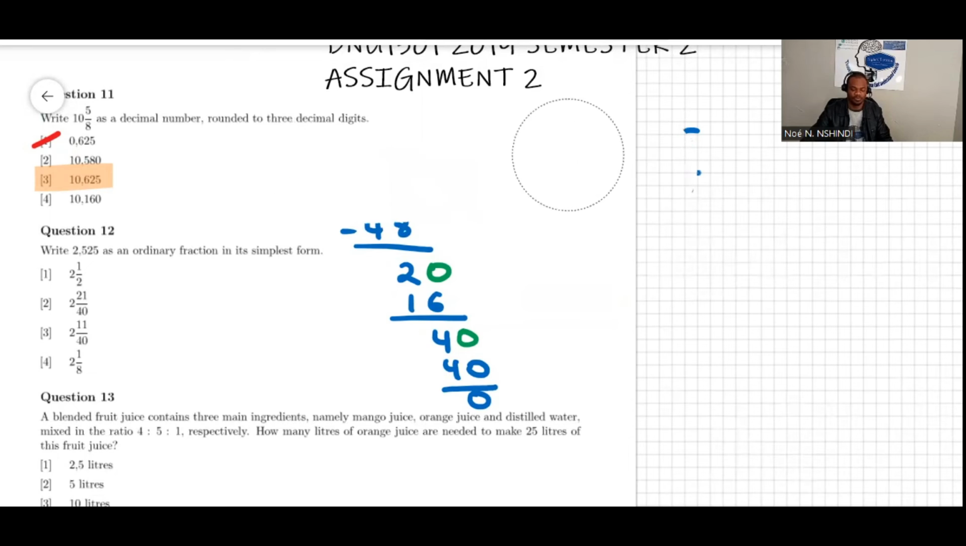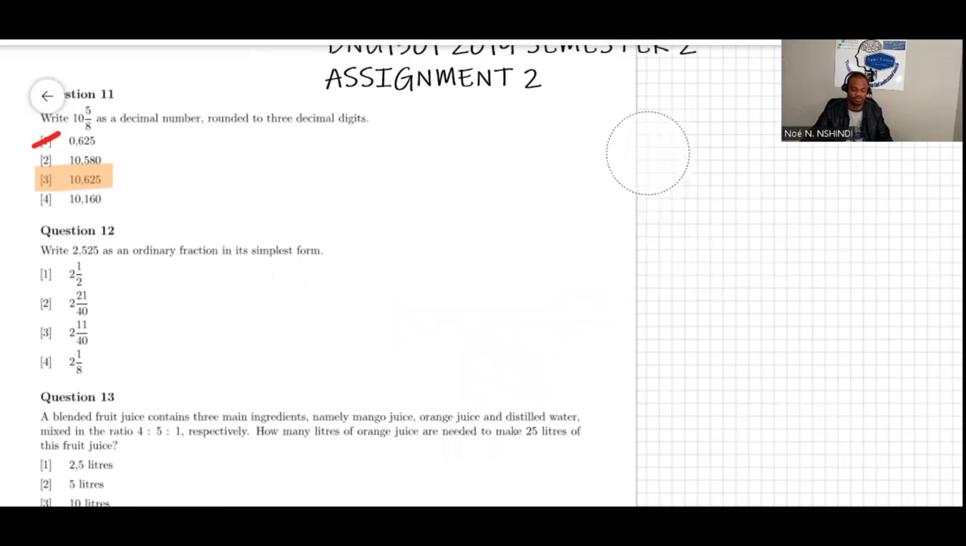Now we can do the following question. Because of space, I'm going to raise this. Question 12. Question 12 says, write 2.525 as an ordinary fraction in its simplest form.